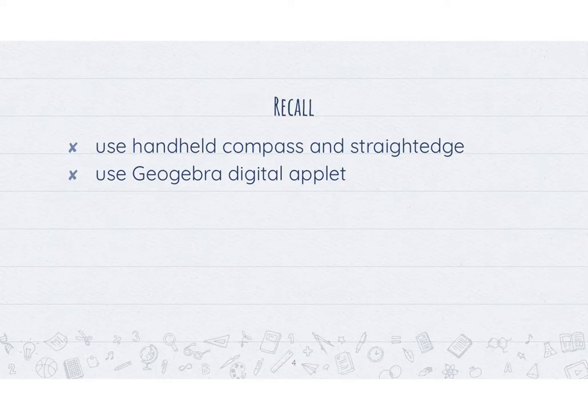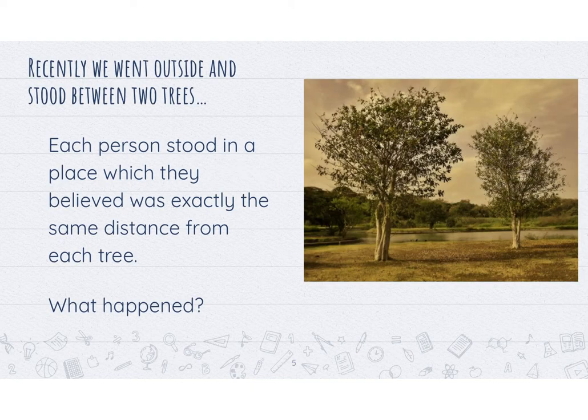So remember, we've used our handheld compass and straight edge to construct circles and segments, and we've used the GeoGebra digital applet to do the same. And so today, to do that construction for a perpendicular bisector, we're going to need to know how to construct a segment, and then to use circles made with our compass to find the perpendicular bisector. But first, let's make sure we understand what a perpendicular bisector is.